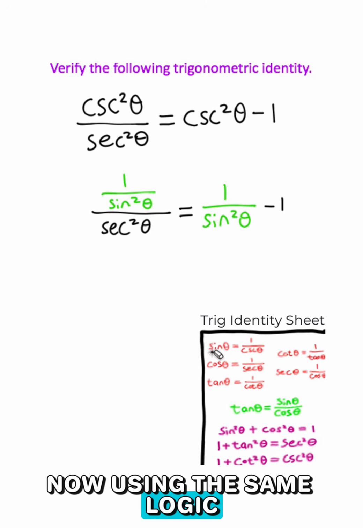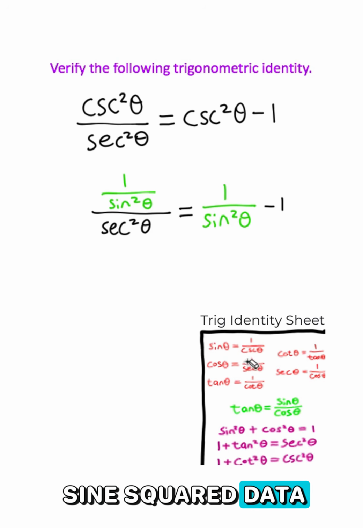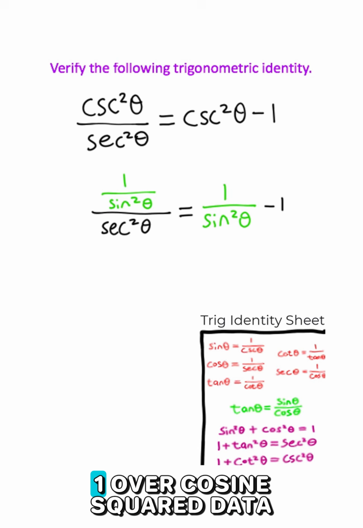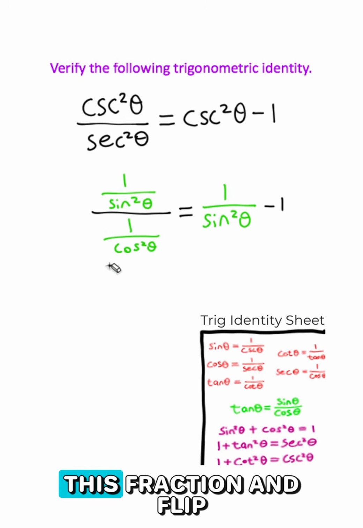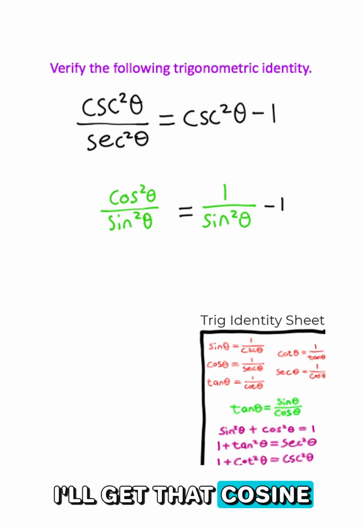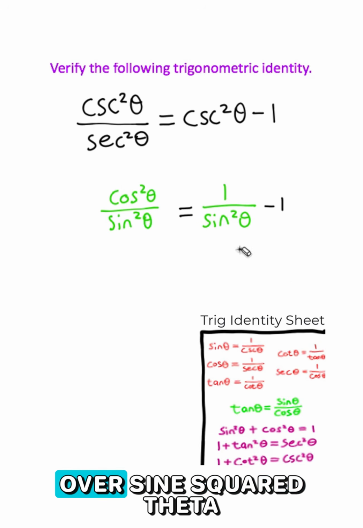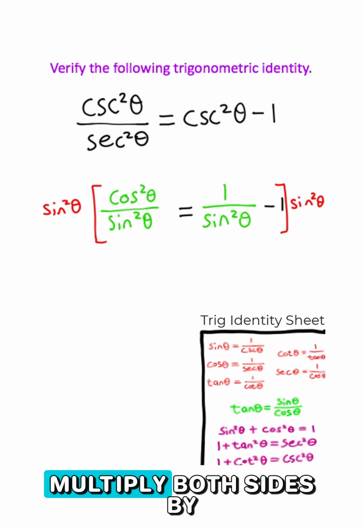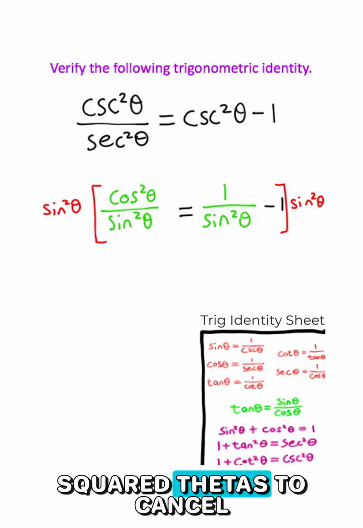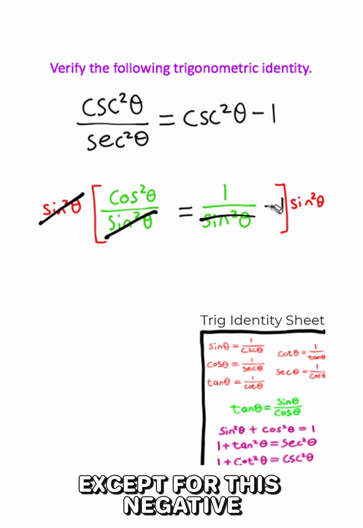Now, using the same logic, since we see that cosine is 1 over secant theta, I can change the secant squared theta to 1 over cosine squared theta. Now, if I take this fraction and flip it and bring it to the top, I'll get that cosine squared theta over sine squared theta is equal to 1 over sine squared theta minus 1. I can multiply both sides by sine squared theta. That gets the sine squared thetas to cancel pretty much everywhere except for this negative 1 right here.